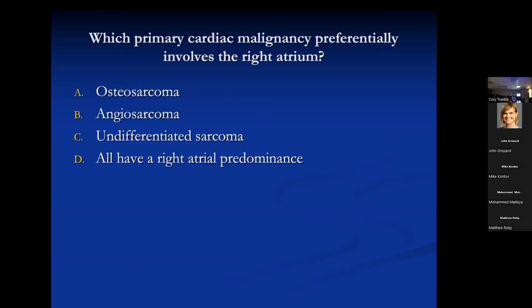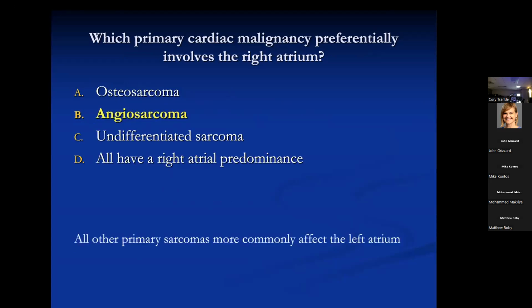So what primary cardiac malignancy preferentially involves the right atrium? Osteosarcoma, angiosarcoma, undifferentiated sarcoma, or do they all have a right atrial predominance? I thought I had a question. I gave the answer away. Sorry. Yes, it is the angiosarcomas most commonly on the right.